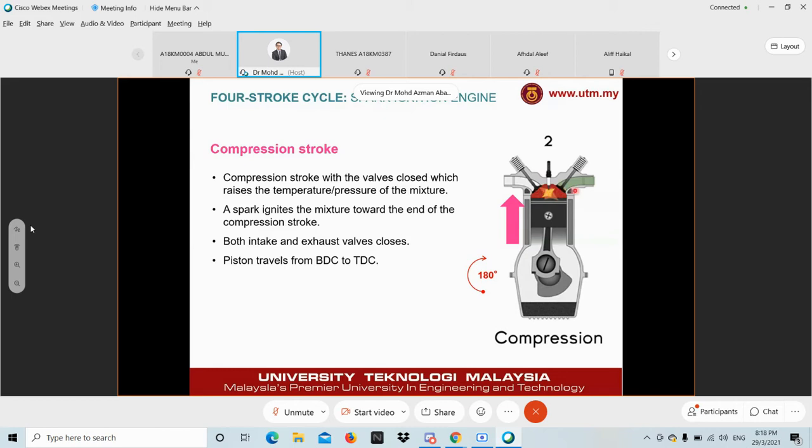This is when the combustion starts to happen. In this case, both valves need to be closed, because otherwise you won't have that compression effect. And the movement of the piston from BDC to TDC, the crank rotation is also 180 degrees. So that is basically the compression stroke.